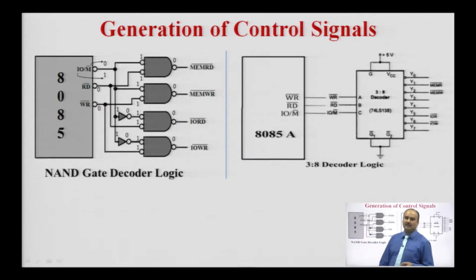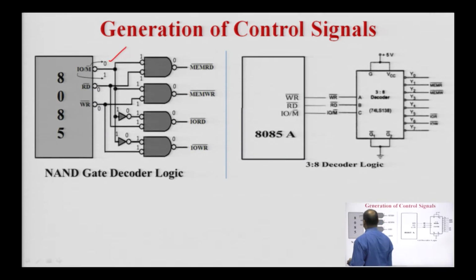This input output or memory signal is used for a dual purpose. For memory related operation, the logic on this signal is 0, and for input output related operation the logic is 1. For memory read operation, the logic 0 applied here becomes 1 after the inverter, and the read control signal, which is 0, also becomes 1 after the inverter. So the input to this NAND gate is 1 1, and the output is 0, which is the memory read active low control signal.